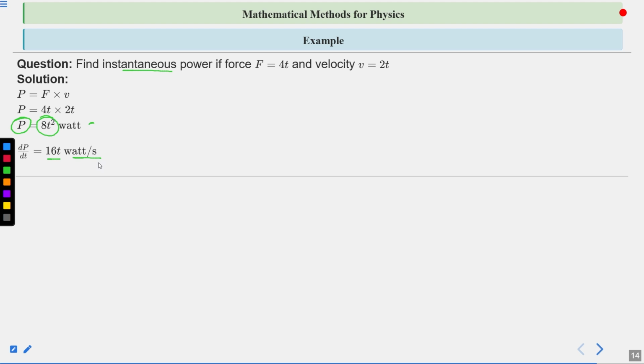Now suppose the value of t is given, suppose 2 second. In that case, what will be the magnitude of instantaneous power? How can we calculate? In that case, just put the value of t in this relation, you will get the magnitude of instantaneous power. So 16 into 2 is equal to what? 32. So the magnitude of instantaneous power becomes 32 watt per second. Clear? I hope this method is clear.